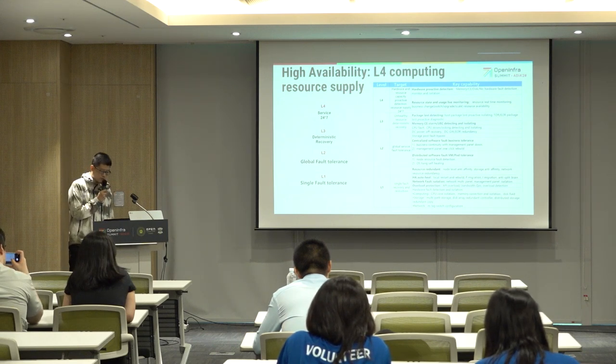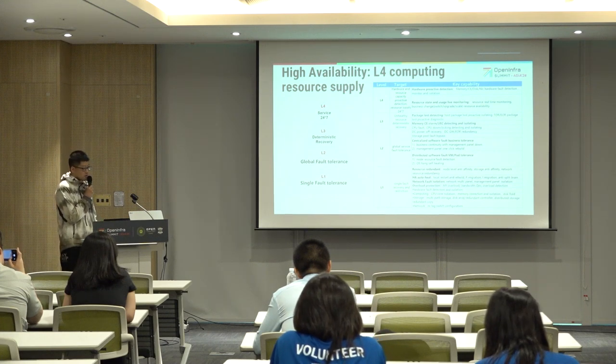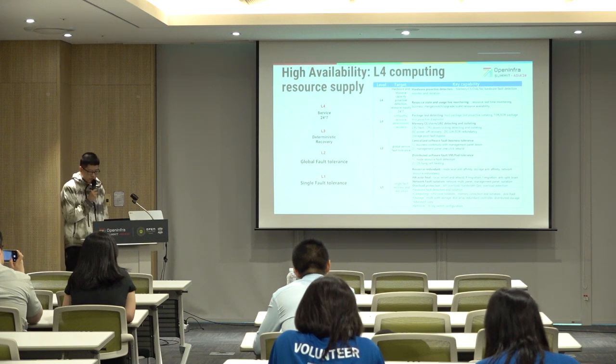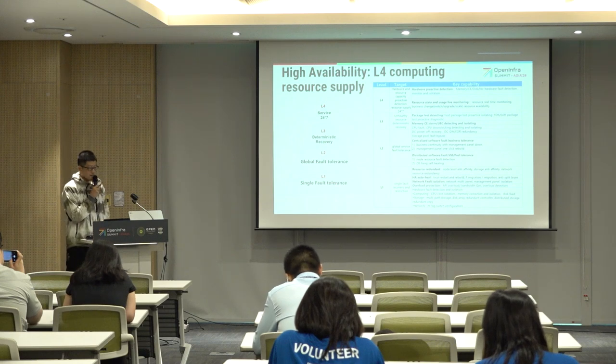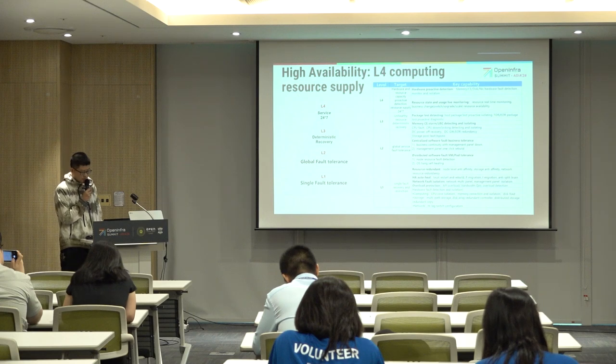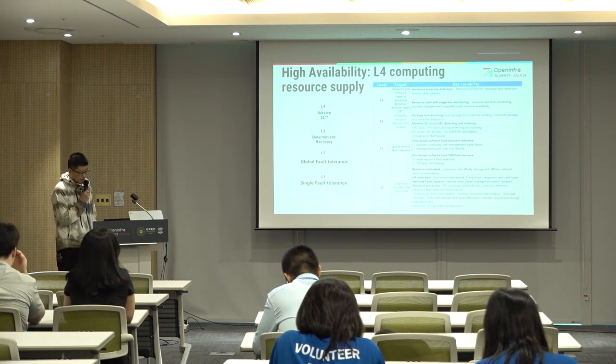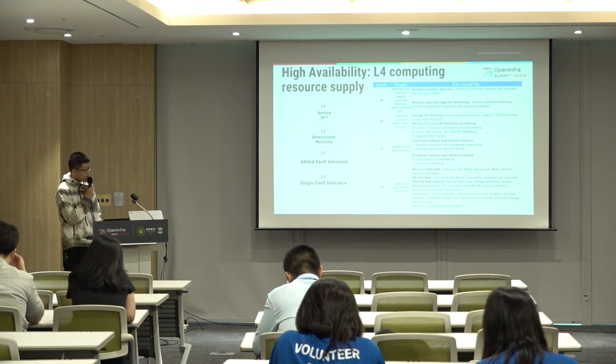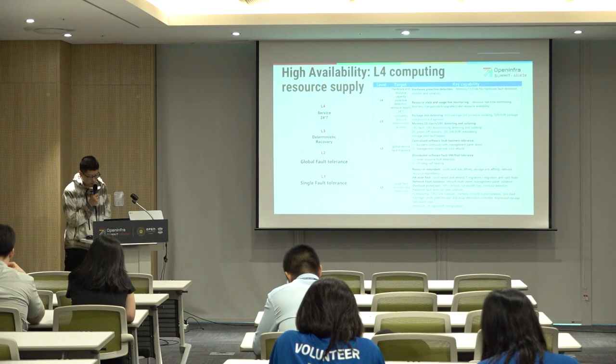Level one is for single fault tolerance. When there is a fault, maybe hardware or something else, we need to restrict this fault inside a single unit. To achieve that, the features include resource redundancy and HA level auto heal. We can isolate from the network configurations, and we also need to provide overload protection.